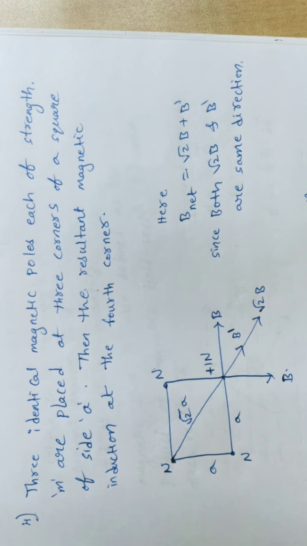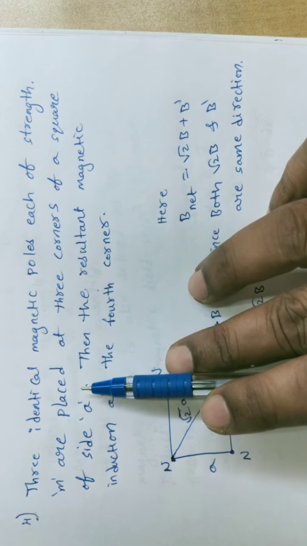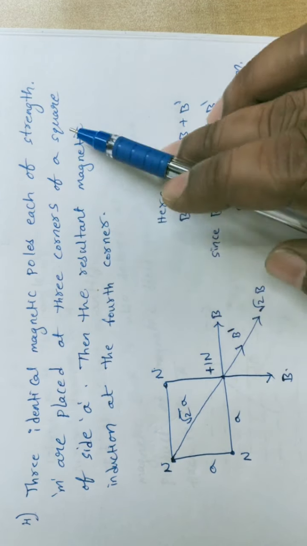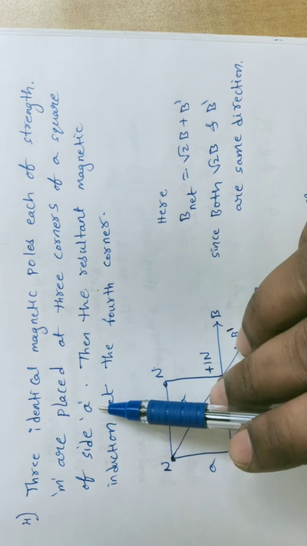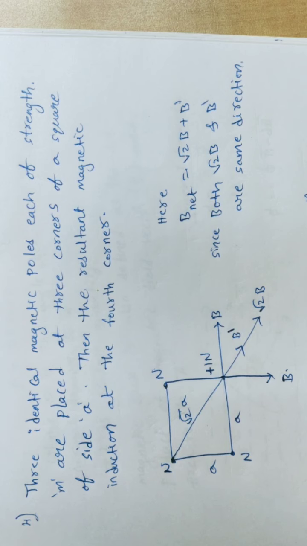So students, this is the last and final case I am discussing with you. So how the condition is given here, once we will revise it. Three identical magnetic poles, each of strength small m, are placed at three corners of a square of side small a. Then find the resultant magnetic induction at the fourth corner. See students, here three identical pole strengths are placed at three corners of a square, but at the fourth corner, how much resultant magnetic induction is expected? That is the question for us.